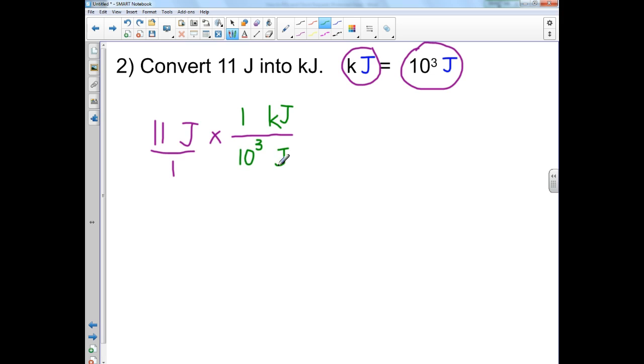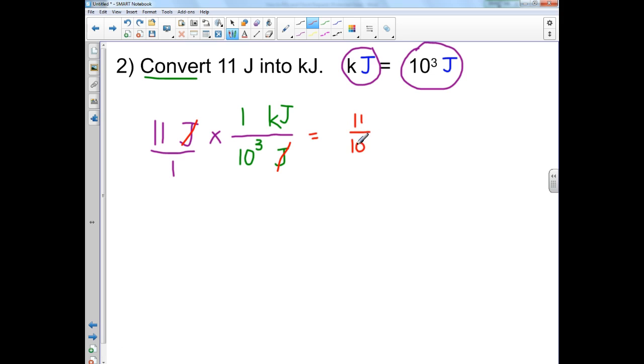The numerator and denominator are now equal according to the equation, and so I'm multiplying by 1, which is what we do when we convert. Now why did I put joules in the bottom? Because joules over joules equals 1, and so you don't have to write out times 1, you can just take out the joules altogether. So when you multiply this out, what do you have?